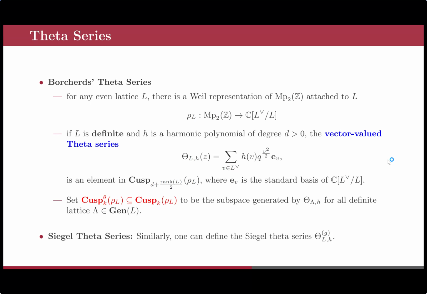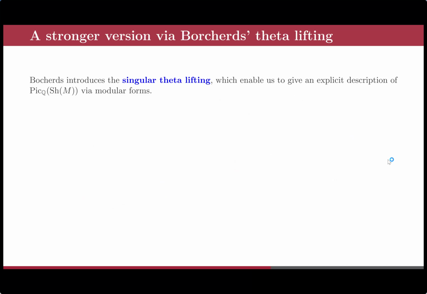And similarly, one can define the Siegel Theta series. This is just mentioned. So finally, I can explain the relation between the modular forms, the Theta series and our geometric objects, namely our divisors. The first important result is that we have a better description of the Picard group by using Borcherds' work. Borcherds has a singular theta lifting, which enables us to give a very explicit description of the Picard group of our Shimura variety.